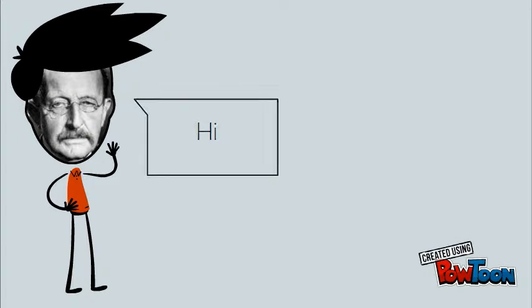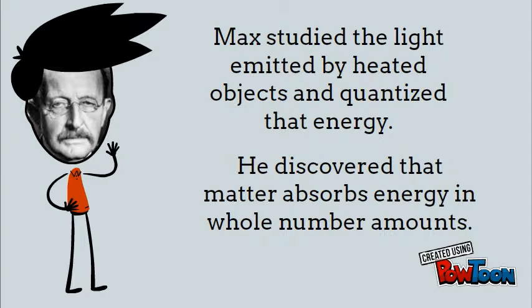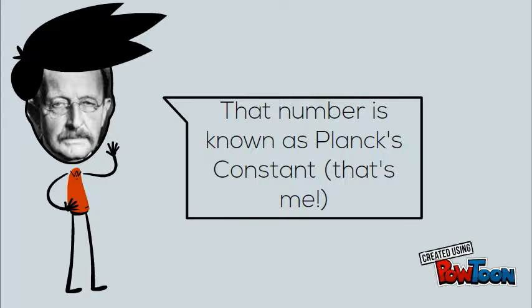This is Max Planck. Max studied the light that was emitted by heated objects and quantized that energy, basically put a number to it. He discovered that matter absorbs energy in whole number amounts, and he called that whole number ratio Planck's constant.